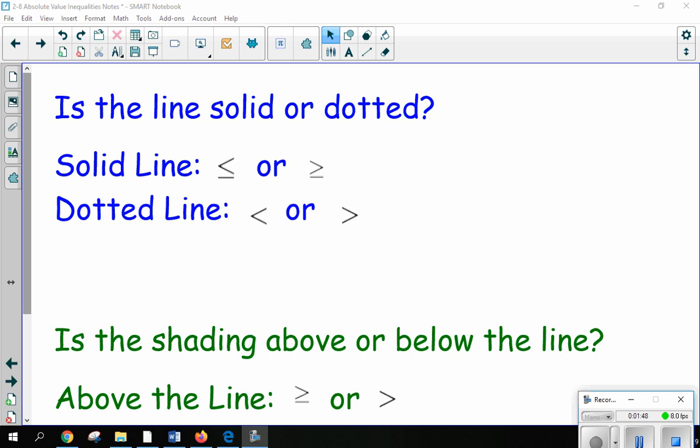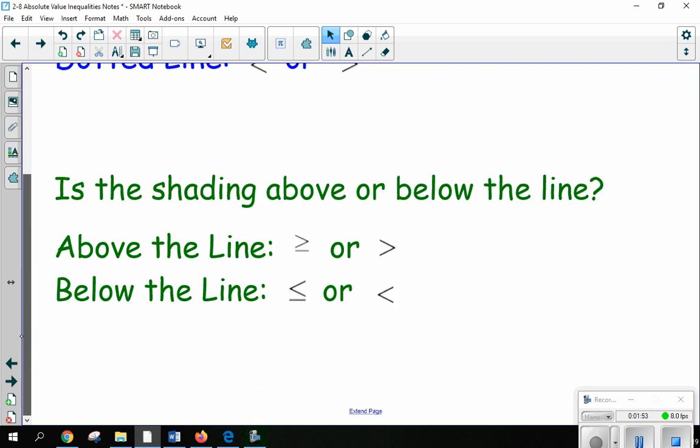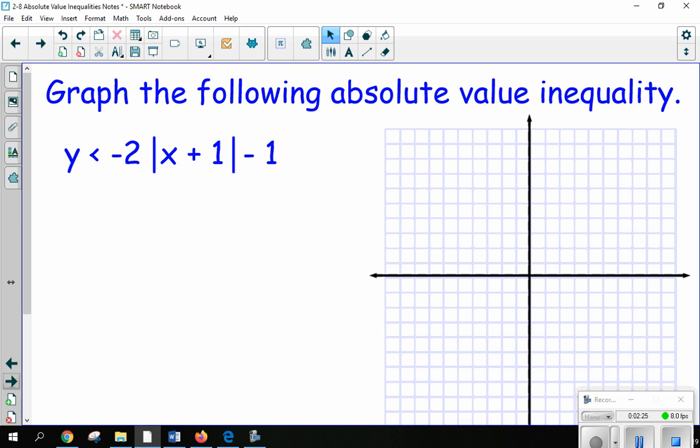Now after we determine if the line is solid or dotted, we're going to decide about the shading. Shading means, is it greater than or equal to, or less than or equal to? And it's very common knowledge: if you think of something greater than, you think of shading it above. If you think of something less than or equal to, you try to shade it below. So we're thinking about these V's that we have. If it's greater than, we're going to shade above the V or on the inside of the V, if it's a regular V. If it's upside down, you're going to shade on the outside or below. Does that make sense?